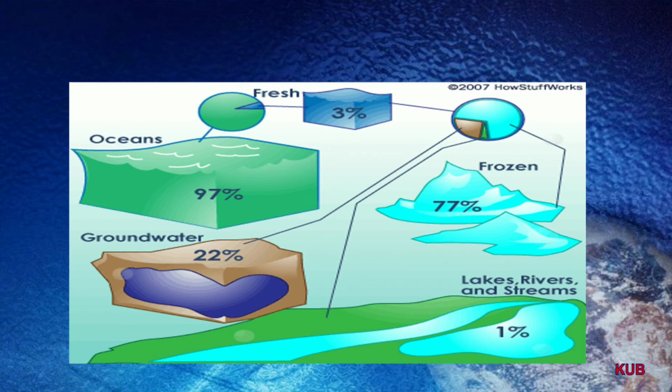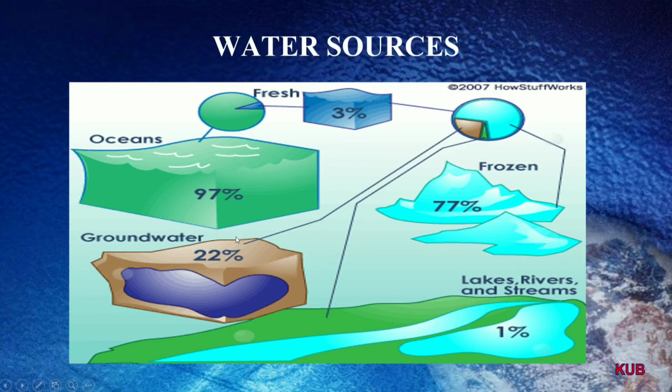Let's discuss water sources. As you can see, ocean waters are 97%, groundwater is 22%, fresh water is 3%, and frozen 77%, lakes, rivers, and streams 1% of water. Let's discuss this in detail.